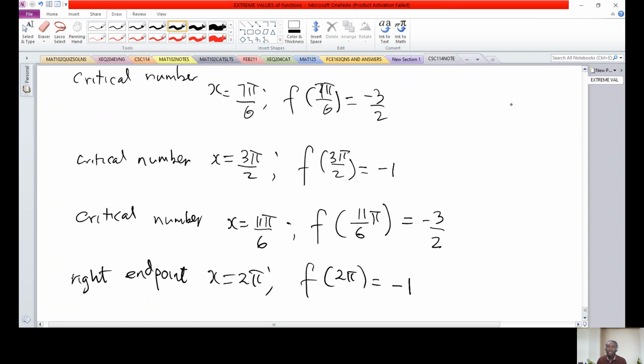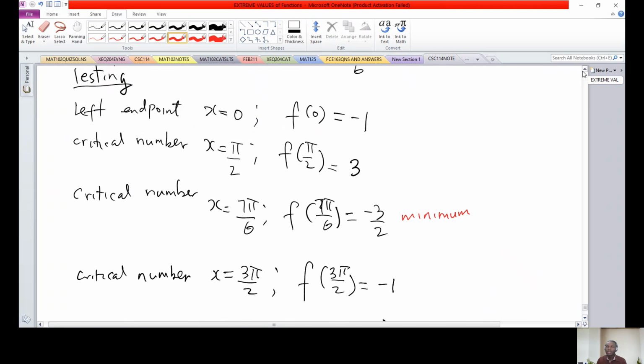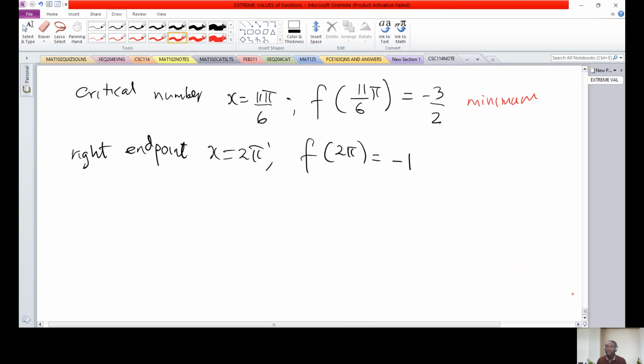Now, if you observe all these values of the function at the critical points and the endpoints, we see that this is the minimum value. And then we have also this one is a minimum. And then the maximum occurs at pi over 2. So this is the maximum. So for this case, we have 2 minimum points and 1 maximum point.